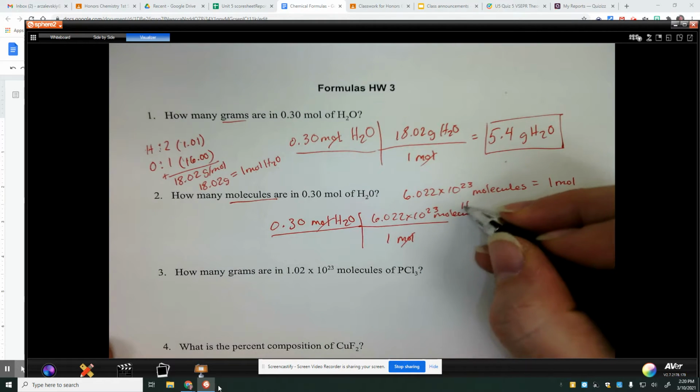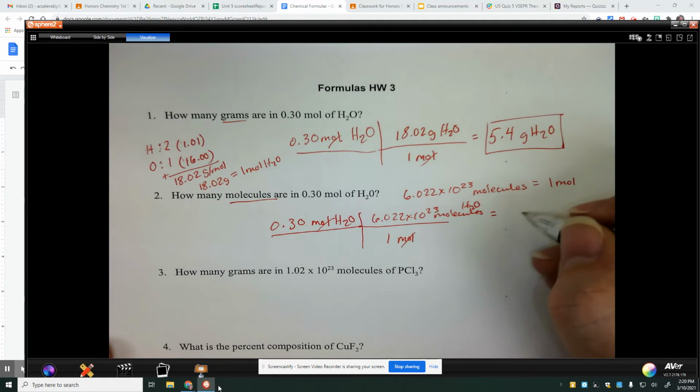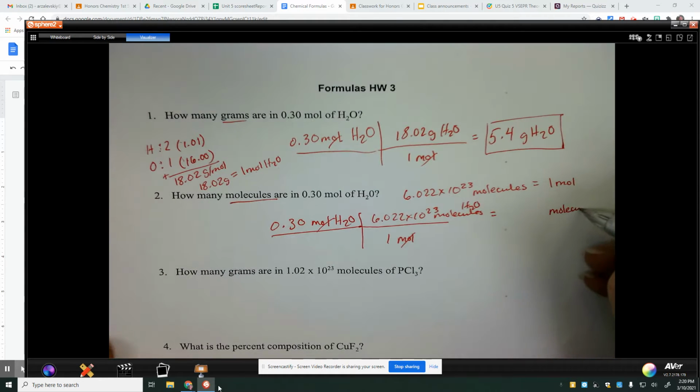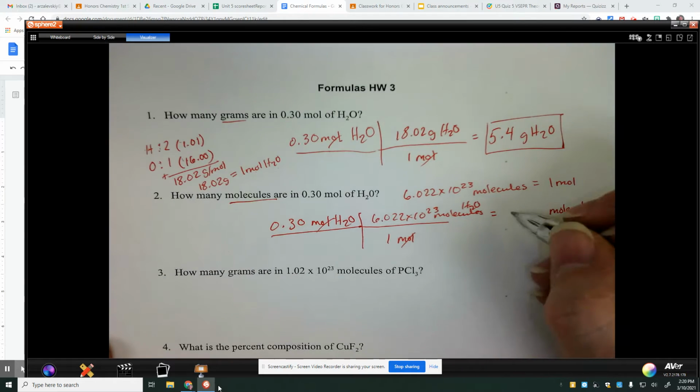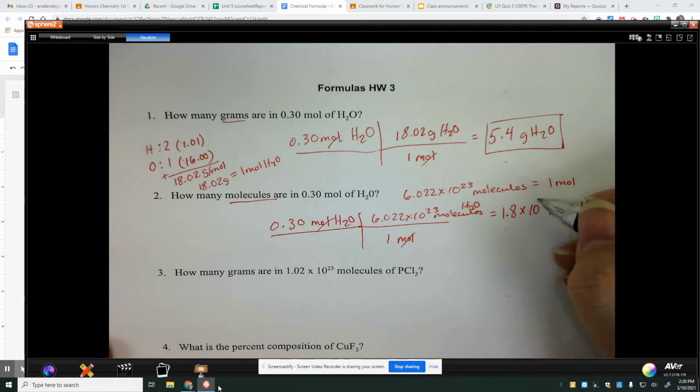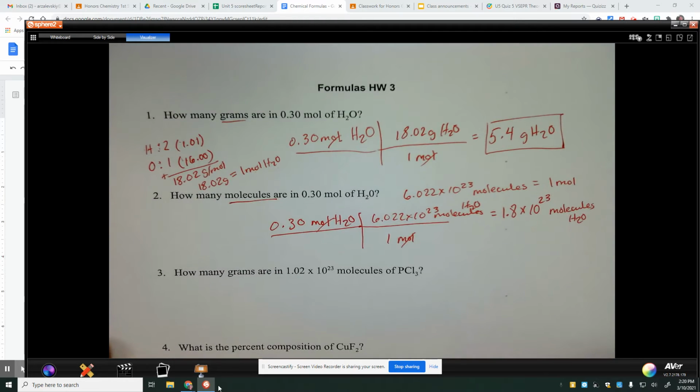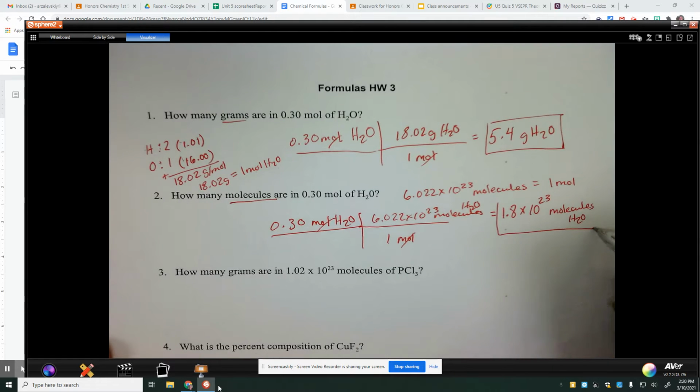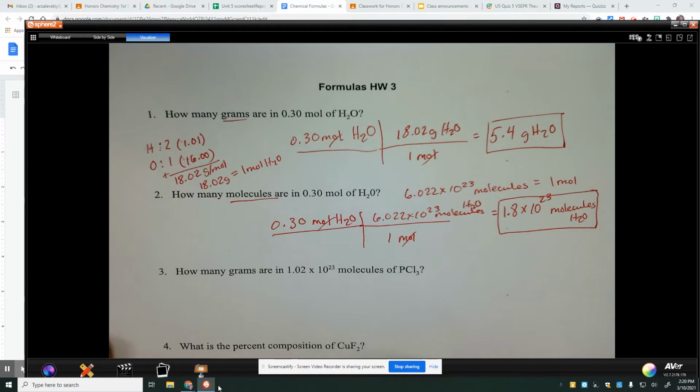Moles cancel out, and so we're left with our molecules, and it's everything on top multiplied together, divided by everything on the bottom. When you use Avogadro's number, it's very likely that your answer will be in scientific notation, and this is one of those cases. So make sure you look all the way to the end. So I got 1.8 times 10 to the 23rd molecules of water. All right, so that's using each of those conversion factors individually.